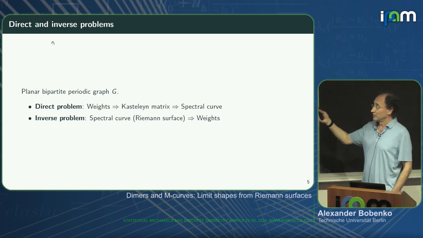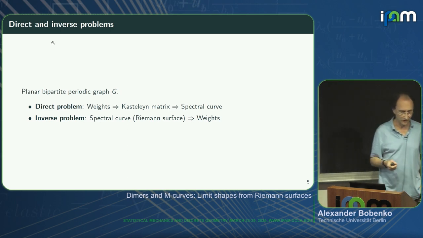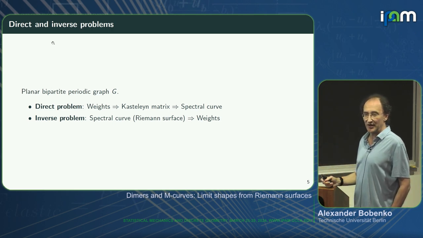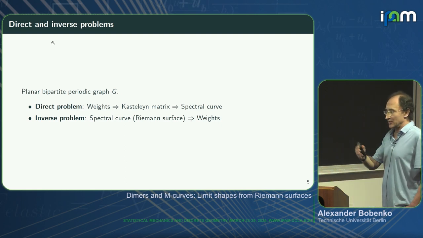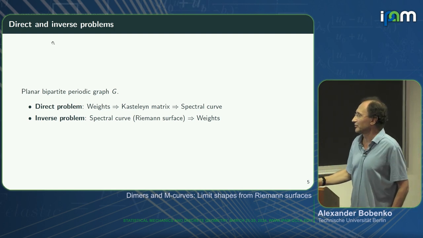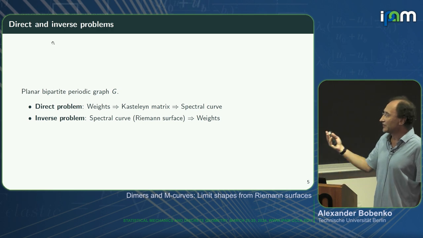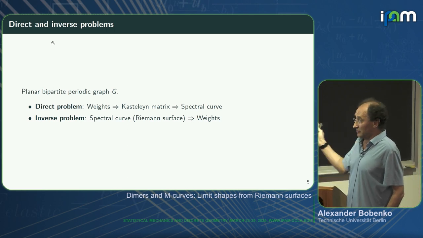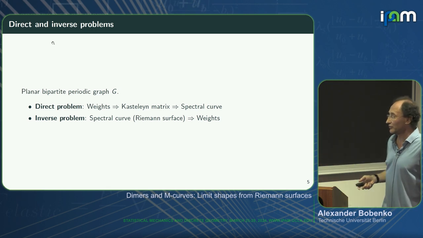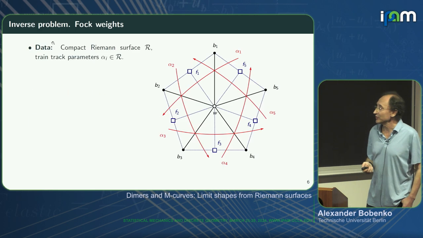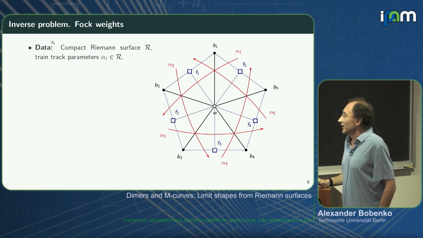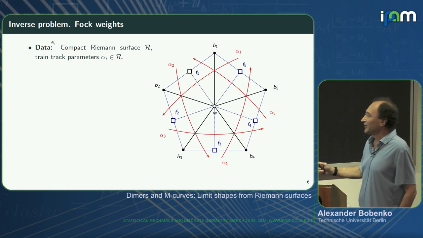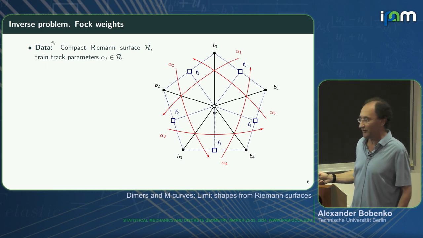Then, of course, you know a lot about what is going on with the spectral curve and what kind of functions appear there. And there is an inverse approach. You may start with this analytic data, just postulate it, have some algebraic geometry with the corresponding spectral curve and Riemann surface, and recover the corresponding weights from this inverse problem approach. So you can go this way or you can go that way. We will follow the inverse problem approach. So we will start with analytic data. Our analytic data is a compact Riemann surface, not a curve, it's a Riemann surface, with these train track parameters, alphas, which are just points on this Riemann surface.